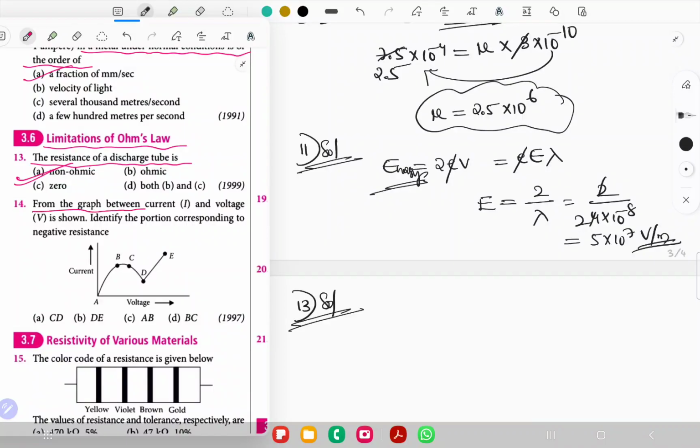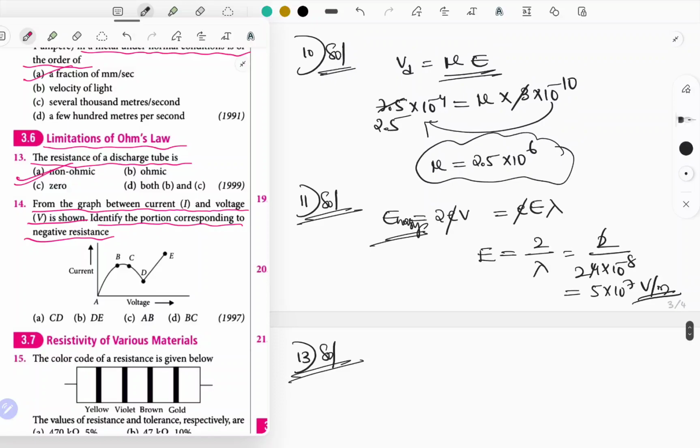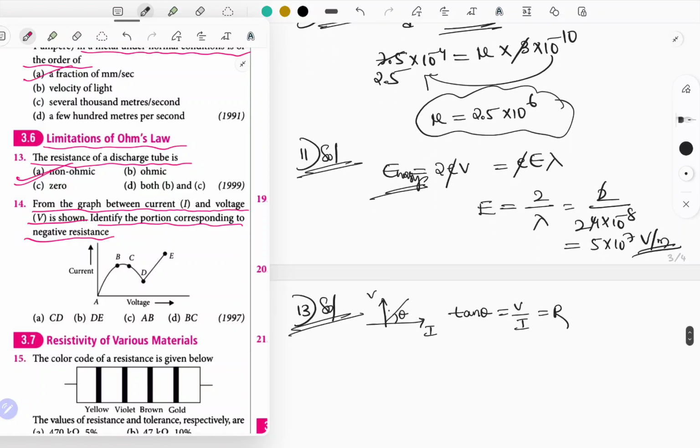Next, from the graph between I and voltage shown, identify the portion corresponding to negative resistance. Whenever current versus voltage or voltage versus current relation is given in the form of a graph, finding resistance is nothing but finding slope. For example, if I have a graph between V and I, let me draw a straight line because they are proportional with each other. From this, tan theta is equal to V by I, which is equal to resistance. Finding slope is nothing but finding resistance of the given value.